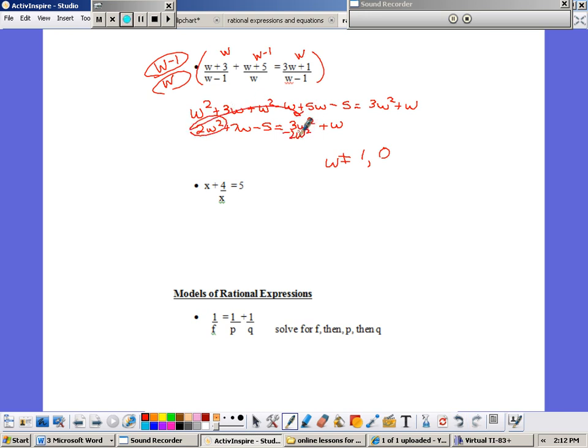So I'm going to bring my W squared this way, my 7W this way, and my 5 this way. That way I get W squared minus 6W plus 5 equals 0. W minus 5, W minus 1. W equals 5, W equals 1. Now look, I have a restriction that W cannot equal 1, so I have to cross it off. So the only answer that will work is W equals 5. If W equals 1 is the only answer there, then it would be no solution.